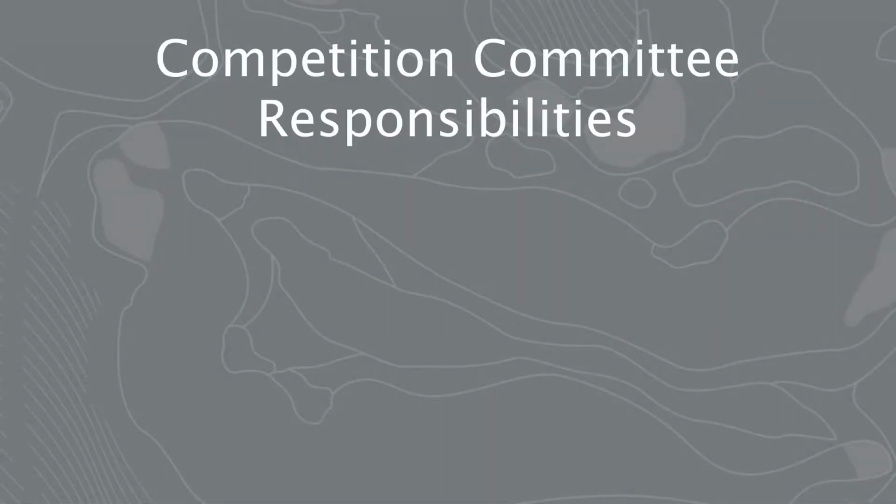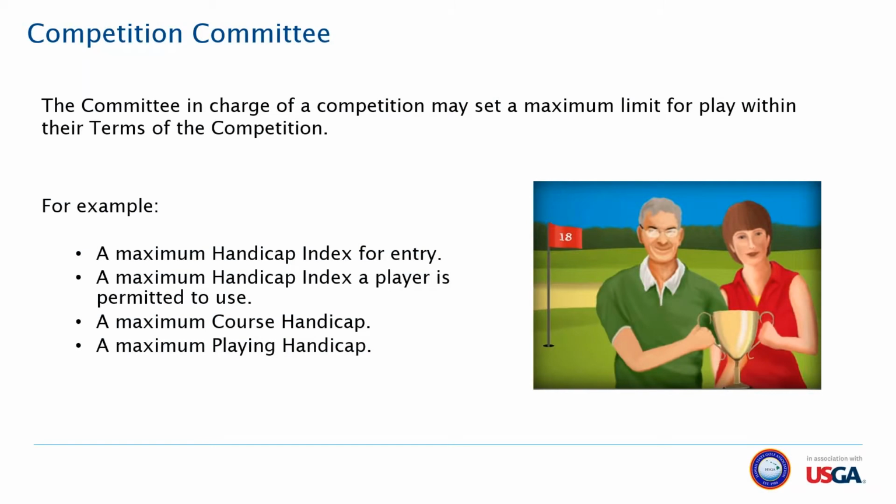On to competition committee responsibilities. The competition committee determines who is eligible to compete, as well as the handicap a player may use for their event. For example, a maximum handicap index for entry, a maximum handicap index the player is permitted to use, a maximum course handicap, and a maximum playing handicap.